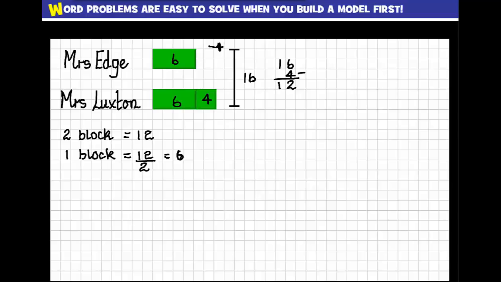We can now answer the question. A. How many goals has Mrs. Edge scored? And we can see from the diagram she scored 6. And B. How many goals has Mrs. Luxton scored? Well, she has scored 6 plus 4, which is 10. We have solved the word problem.